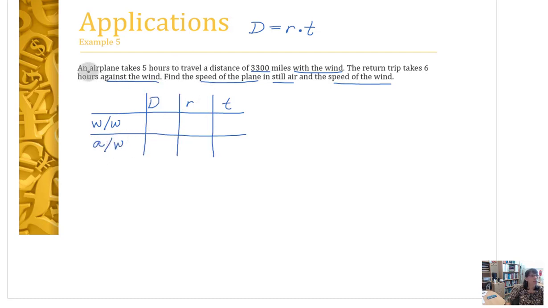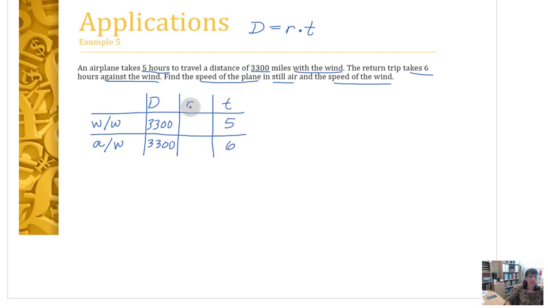When I go back and read the problem, it says that it takes 5 hours to travel a distance of 3,300 miles with the wind. The return trip is going to cover the same mileage. So I can fill in a distance of 3,300 miles for both situations, with wind and against wind. It tells me right out that it takes 5 hours to travel with the wind. So the time with wind will be 5 hours. It takes 6 hours to travel against the wind. Again, 6 will represent the time traveling against the wind.